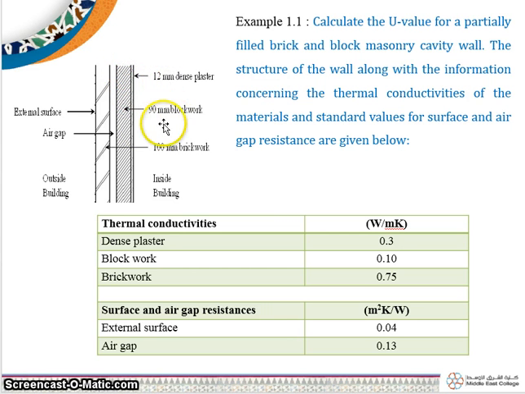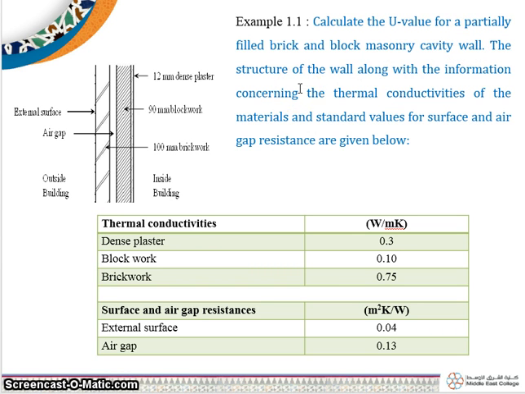This is 12. We are having block work, so it is called block work of 90, and we are having brickwork of 100. This is showing the air gap between the inside and outside walls, and this is the external surface. So this is the diagram we are having. What is asked is to calculate the U value for a partially filled brick and block masonry cavity wall. So we have to calculate the U value.